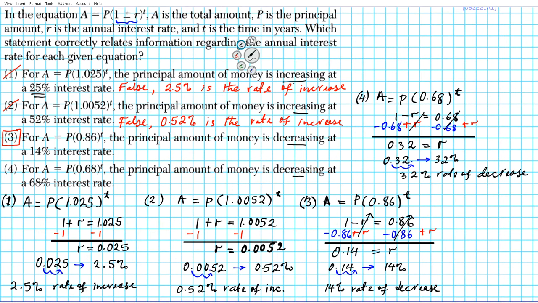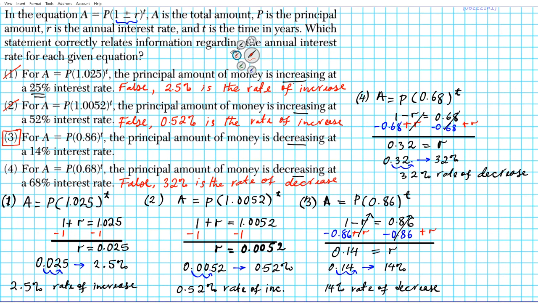All right, let's look at it. Is that what it says here? Nope. It says 68% is the rate at which the money is decreasing. This is false. Why? Because 32% is the correct rate of decrease.